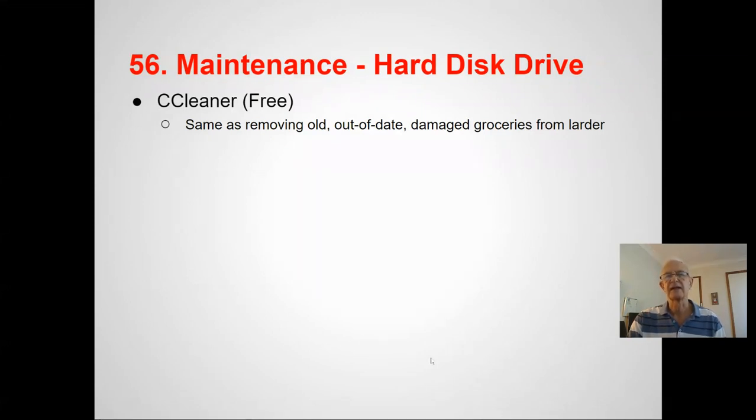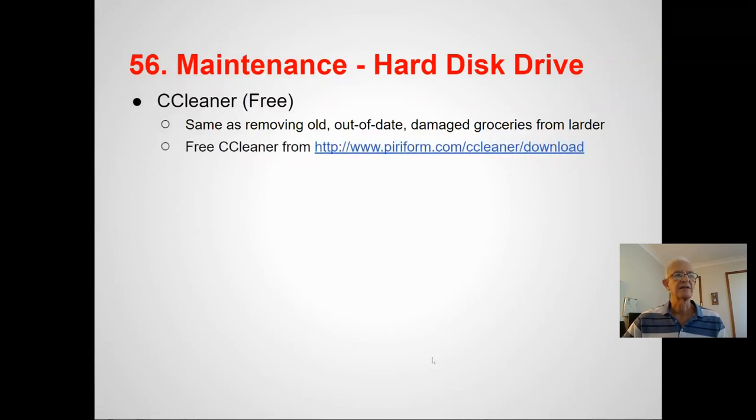It's like taking damaged groceries from your larder or things that you don't want anymore. CC Cleaner will only remove the operating system and program temporary files. It will never remove your program, your data, your photos or your documents or spreadsheets. It doesn't go anywhere near those. It's only looking for system-oriented temporary files. You can get CC Cleaner from that link. You install it and run it.